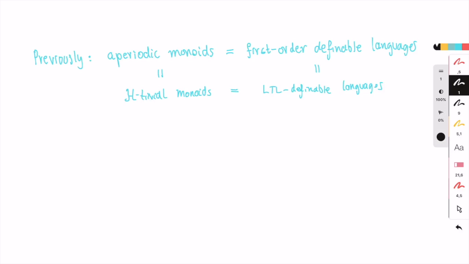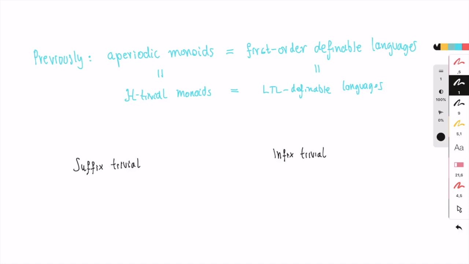For example, what about suffix trivial monoids? Or, a stronger property, what about infix trivial monoids? Now, infix trivial implies suffix trivial implies aperiodic, and therefore both suffix trivial and infix trivial should correspond to some kind of restrictions of either first order logic or LTL, and they will. And this is what we're going to show in this lecture.